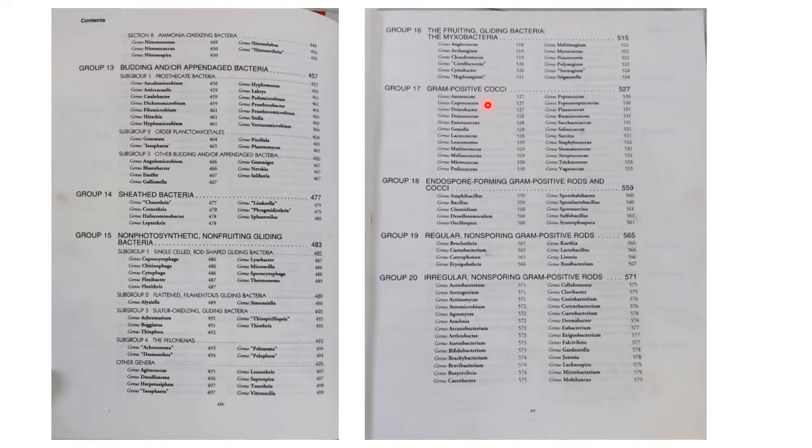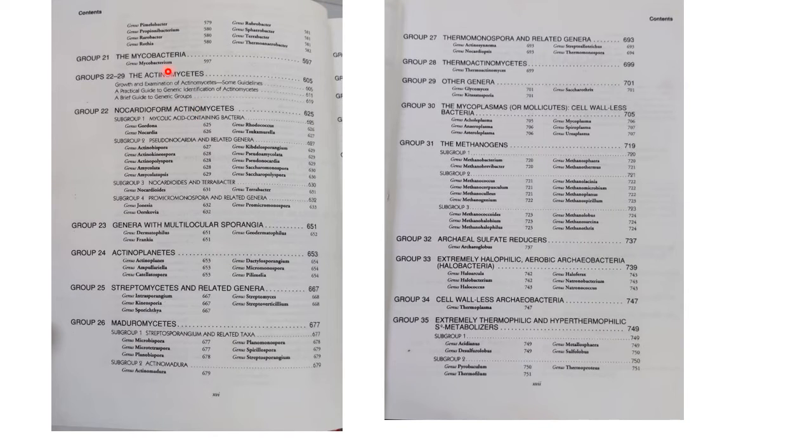Then seventeenth is gram positive cocci. So you can see we have covered from gram negative to gram positive. Then further is gram positive rods and cocci which are endospore forming. Then group 19 is regular non-sporing gram positive rods. The 20th group is irregular non-sporing gram positive rods. Then the 21st is the mycobacteria, which has only one genus. Then groups 22 to 29 are all actinomycetes, different groups. Then group 30 is mycoplasmas, which lack a cell wall.